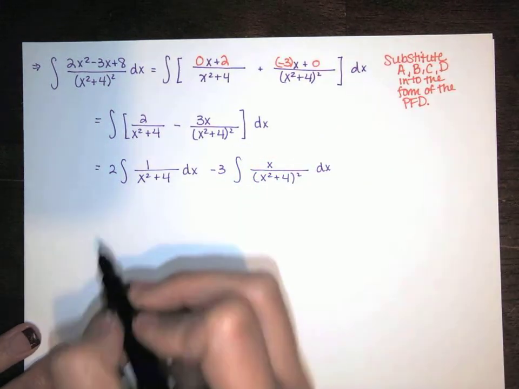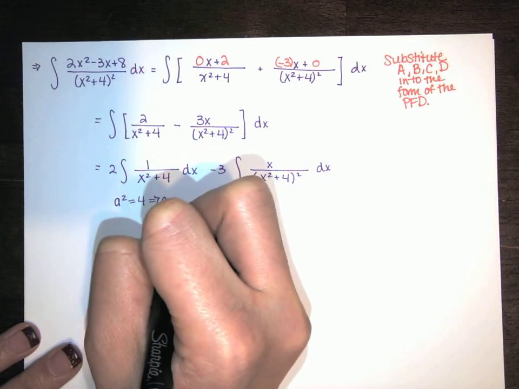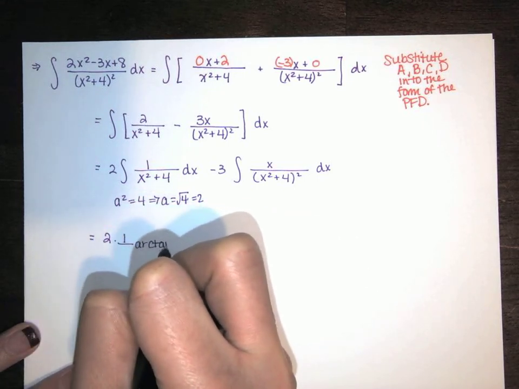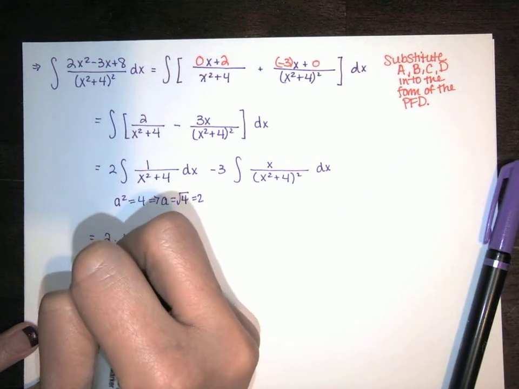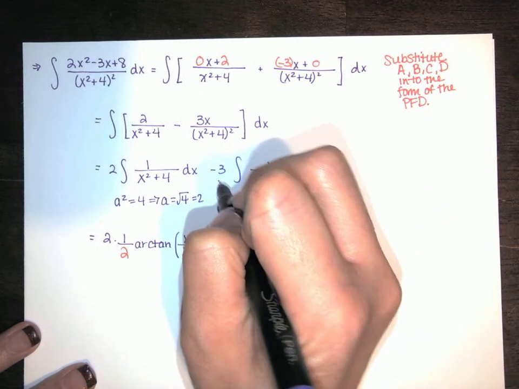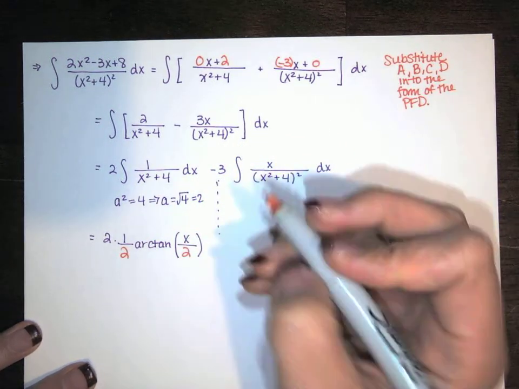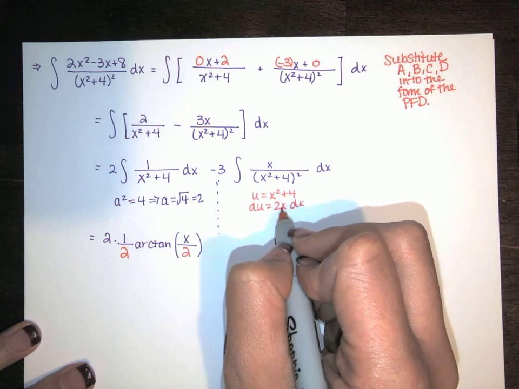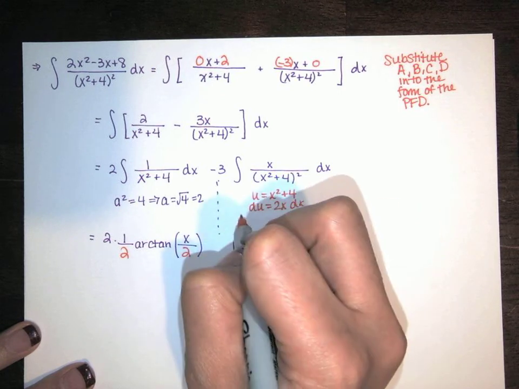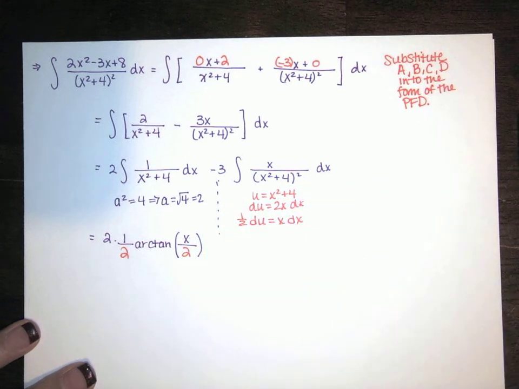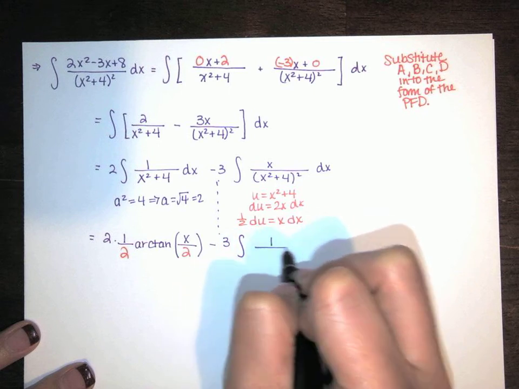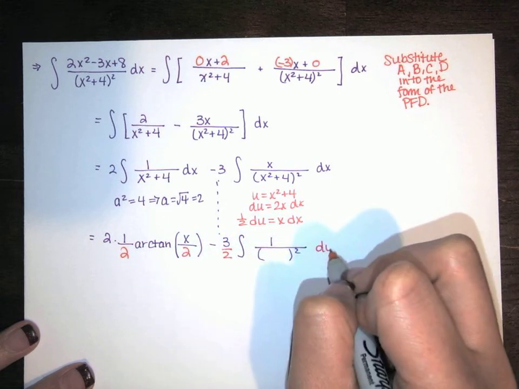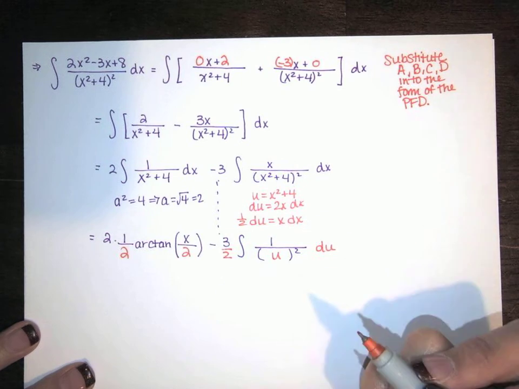All right. Now for this guy, a squared is 4. So a is the square root of that, which is 2. And I get 2 times 1 over a arctan of x over a plus c, and a is 2. So sub that in. And then here, I'm going to let u equal x squared plus 4. du is 2x dx. So if I want to get x dx by itself, I'll divide by 2. And I have that. So this is -3 times 1 over x dx is 1/2 du. So I'll put the 1/2 out front and the du to the right. And then this is u, but it's squared. So I've got u squared in the denominator.